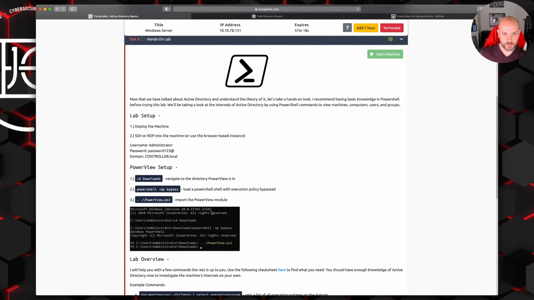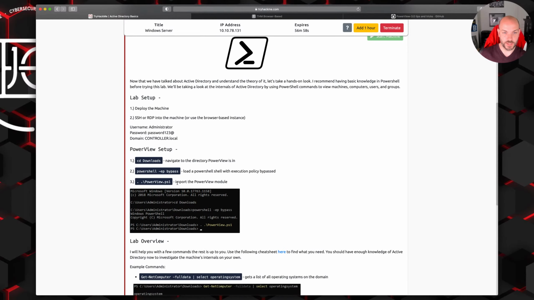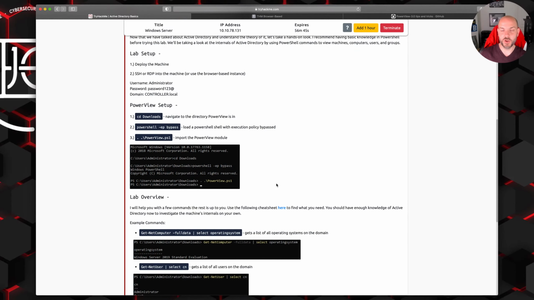So we're going to go to downloads, navigate to the directory PowerView is in, which is in downloads. We're going to load PowerShell with execution policy bypassed so we'll be able to actually do some stuff with it, and import the PowerView module. Modules within PowerShell kind of give you the ability to do or view or interact with data in different types of ways. That's my non-Windows engineer explanation.